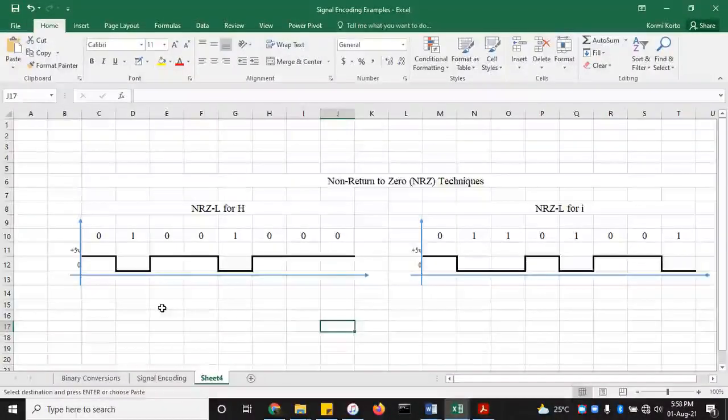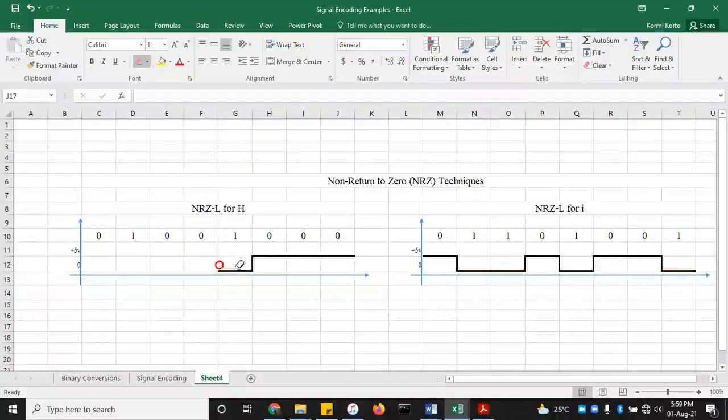Okay, and then what I have to do now is get rid of all of this. I need to erase all of that, the signal, and obviously change some of the headings.